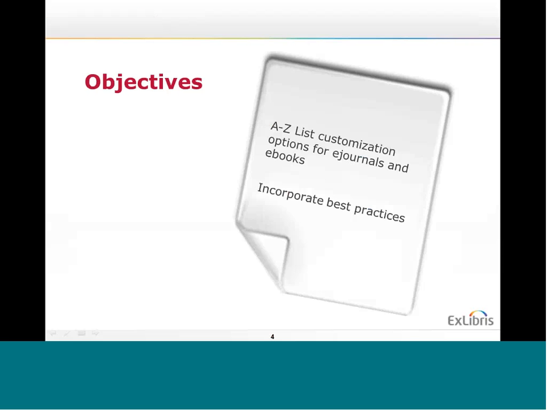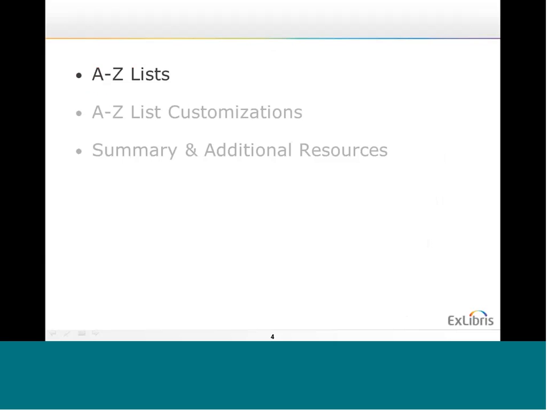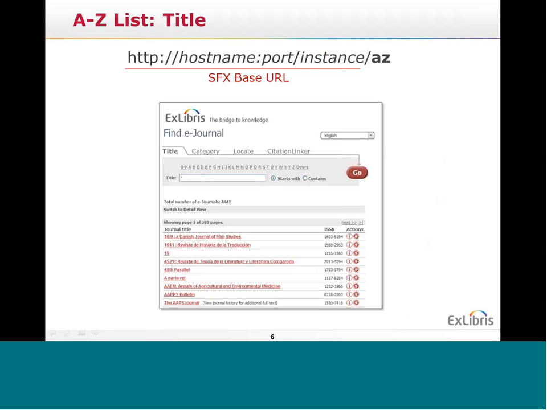So after this presentation, you'll know what customization options are available for the A to Z lists, and some general best practices for user interface customization. So let's start with how the A to Z lists look and work. We're going to look first at the A to Z list for e-journal titles.